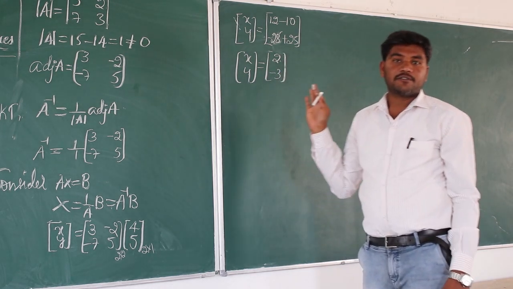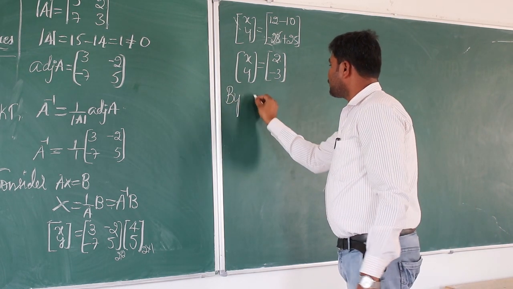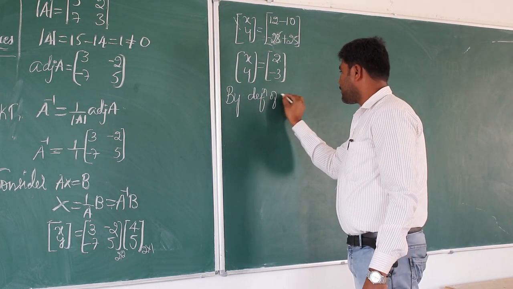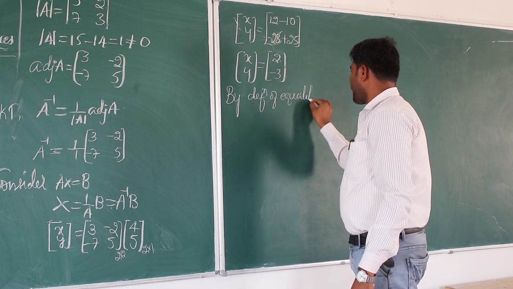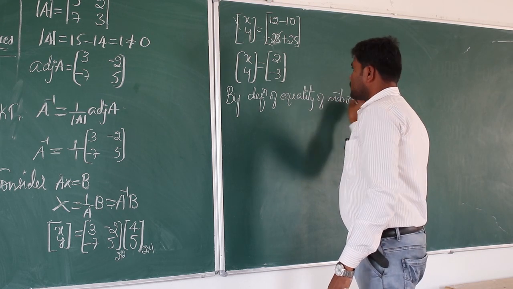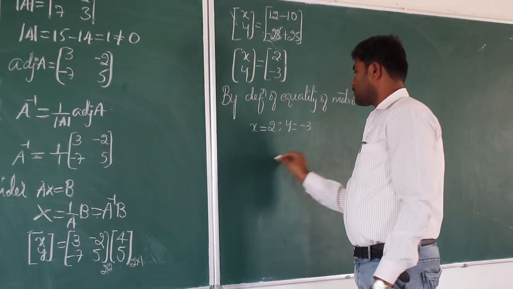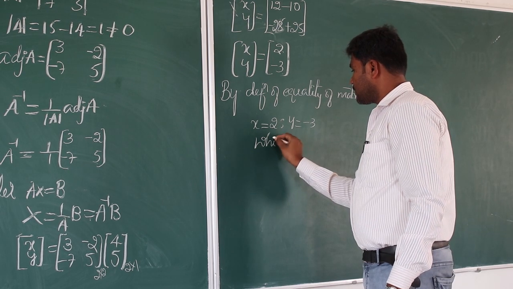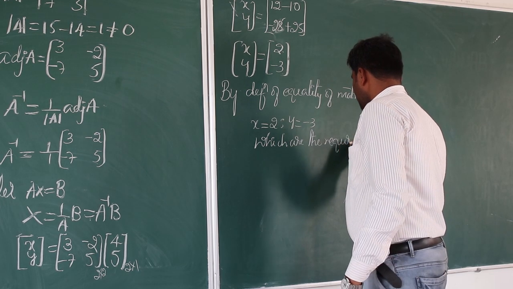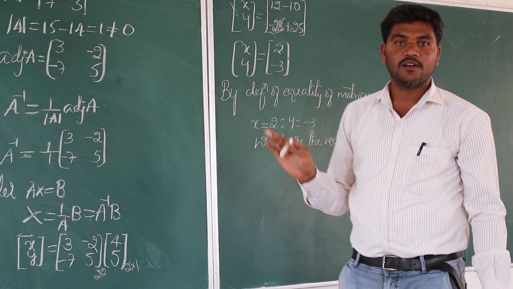Now, equality of the matrices. By the definition of equality of matrices, respective elements of both the sets are equal. So here x is equal to 2 and y is equal to minus 3, which are the required values. This method is called the matrix method.